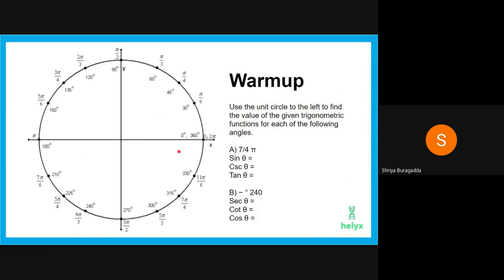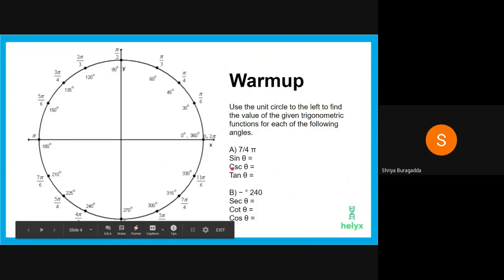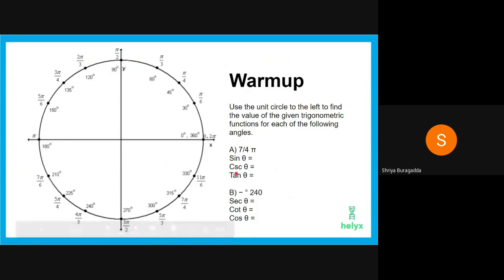Okay, so just as a warm-up, I think you guys can put it in the chat. So let's start with part A. Use the unit circle to the left to find the value of the given trigonometric functions for each of the following angles. So this time I'm giving you the unit circle. In other problems, they might not. They probably won't actually. So first let's start with 7 over 4 pi, and find the sine of the angle, the cosecant of the angle, and the tangent of the angle. And remember, cosecant is just 1 over sine.